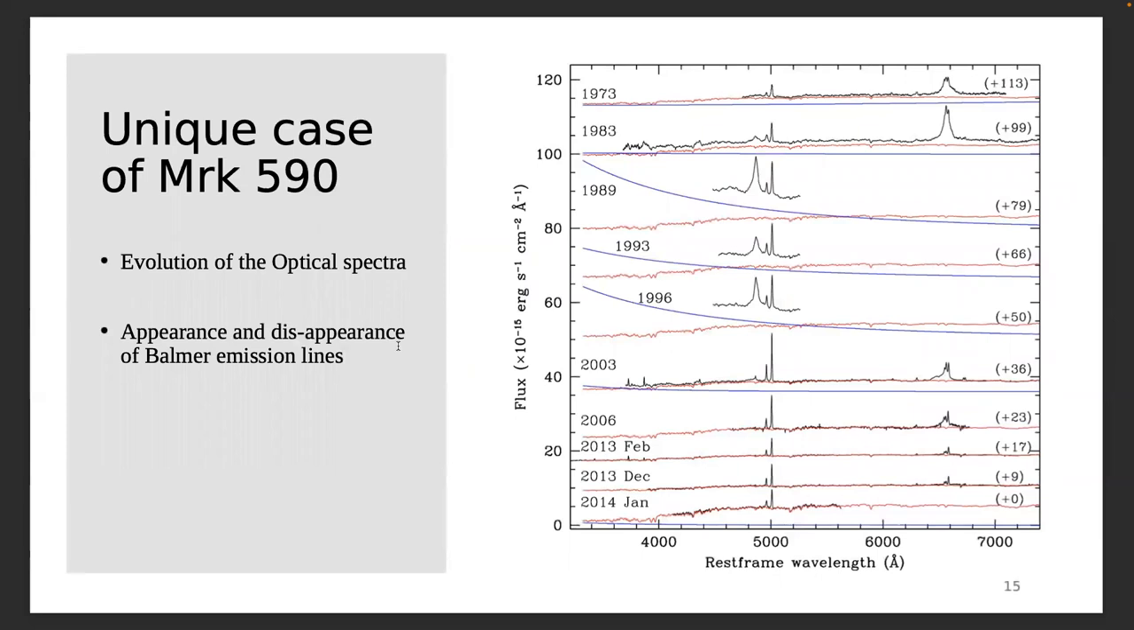Now I'm going to talk about Markarian 590, which is the first unique case of a changing look AGN which doesn't quite fit into these two scenarios. Markarian 590 is a very interesting source which has shown the presence of broad Balmer emission lines periodically. On a decade's time scale, the broad emission lines appeared and disappeared. As you can see here, from 1973 to 2014 January, these are the light curves, and the broad emission lines have appeared and disappeared over this time period. So this is a unique AGN from that perspective also.